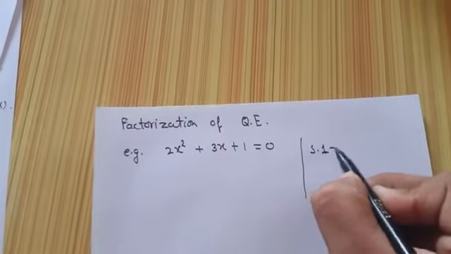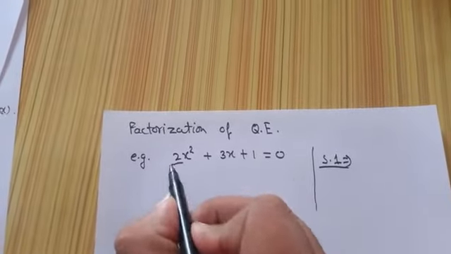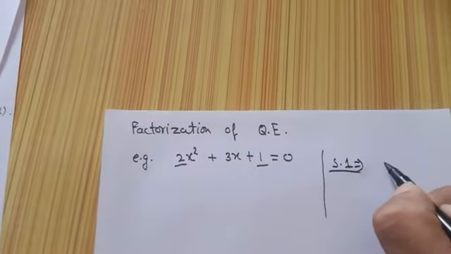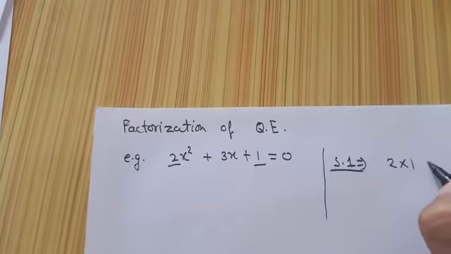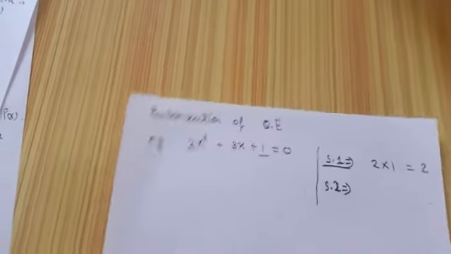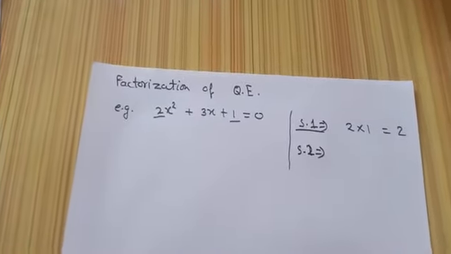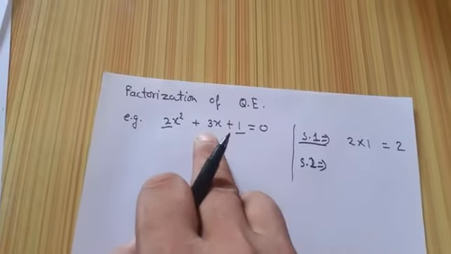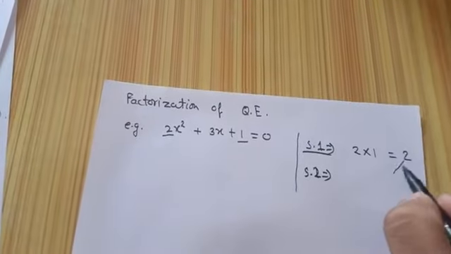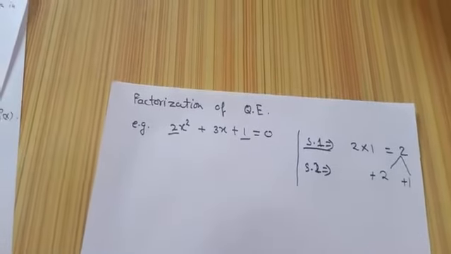Step number 1 is to take the product of the coefficient of x square with the constant term, with the sign. That means 2 multiplied by 1, we get result 2. Step 2, the result from step 1 is split into two terms such that they make the coefficient of x with the same sign. So we split it into 2 and 1, with the sign plus 2 and plus 1.